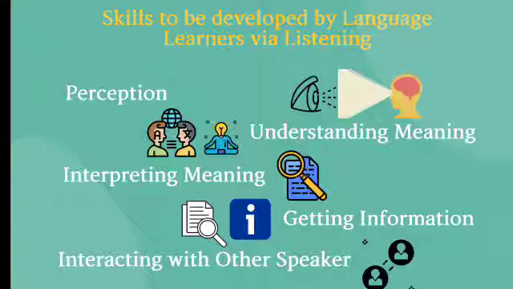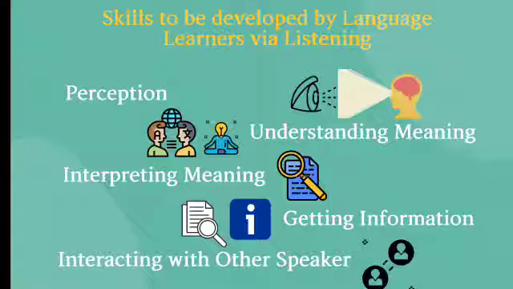And the next skill is understanding meaning by matching sounds to language items. The examples are A. Identifying the context of words, B. Activating grammatical structure, C. Highlighting keywords which give hints about the topic, and D. Inferring meaning of unknown words. And the next skill is interpreting meaning: A. Using content schemata, and B. Using formal schemata.